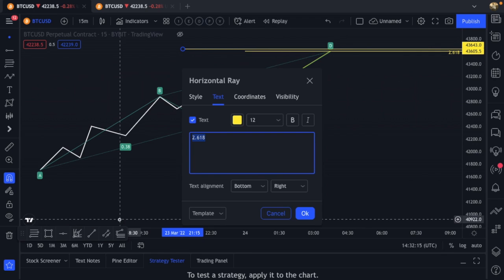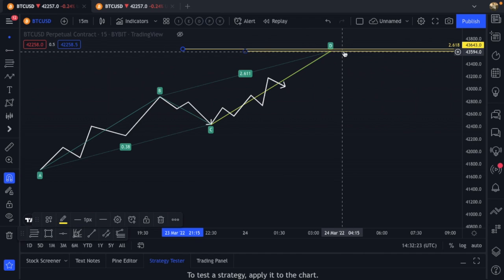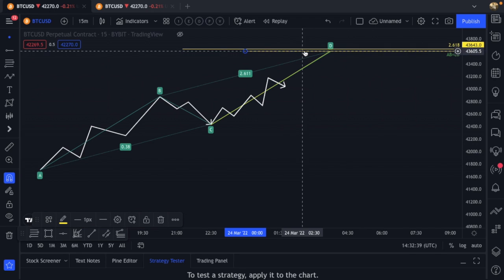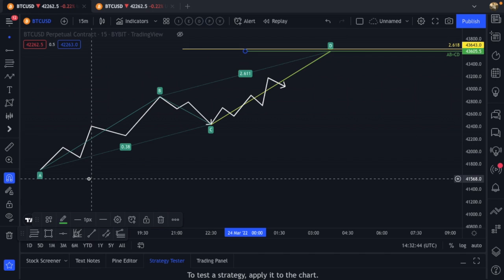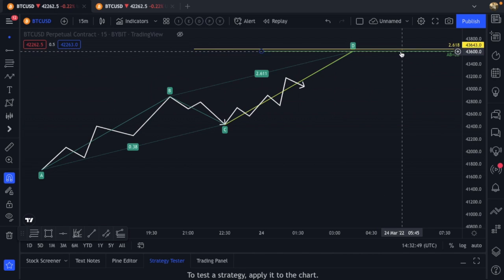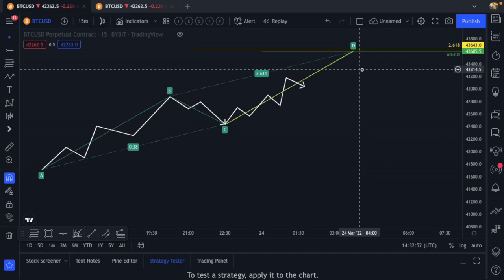That's looking a little bit sketchy, they're very close, so I'm going to change my text alignment to the top. Okay, and the bottom one I'm going to label the AB equals CD. I can also change this color so that I don't have two yellow lines confusing me. So now I know that this is the potential reversal zone. Well, I don't know that, but that is the theory.